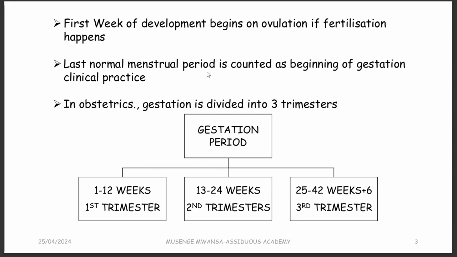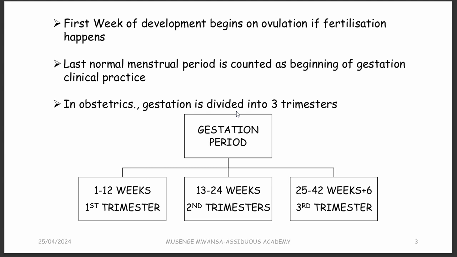The last normal menstrual period is going to be counted as the beginning of the gestation clinical period. So when last did you have your period? That is going to be counted as the beginning of the gestation period or the beginning of pregnancy. And obstetrics is the study of birth and children. It's a branch of science that is going to study that.